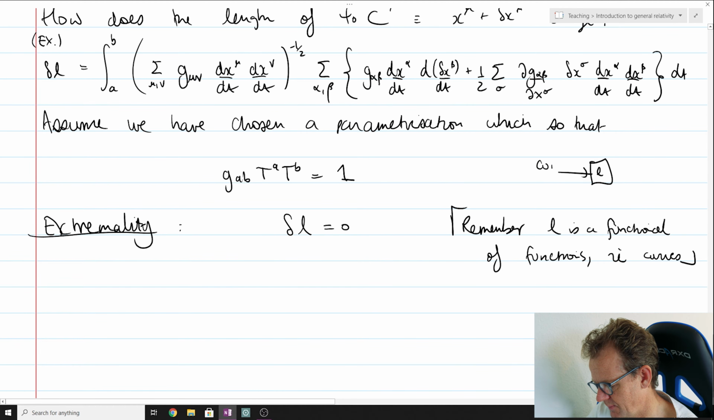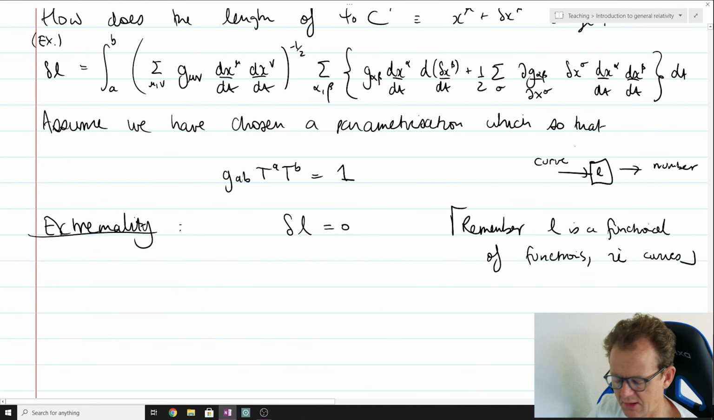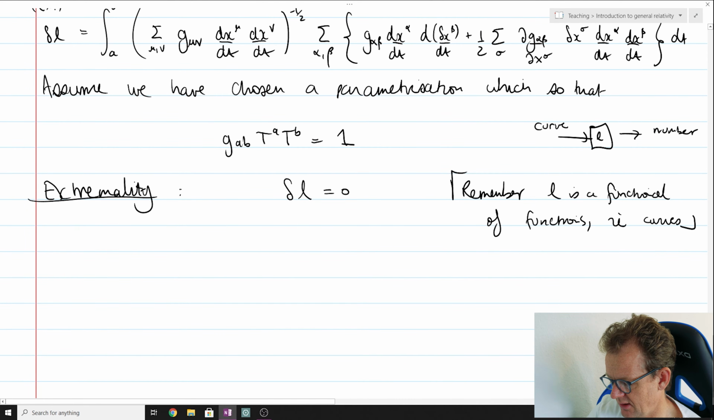You give it a curve and it gives you a number. And so the space of inputs to the machine that is length is the space of all curves on a manifold, or all sufficiently smooth curves on a manifold. You've got to imagine a huge infinite dimensional space, and L is some functional on that infinite dimensional space. For a given curve, that's a point in this huge infinite dimensional space of all curves, you can evaluate dL and ask, is the variation in the length 0 or not?